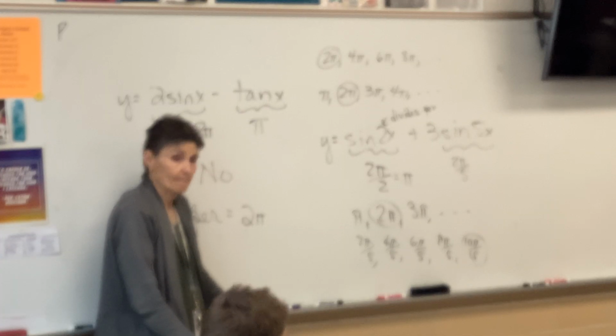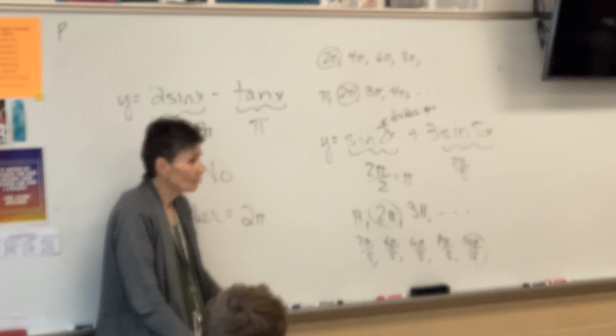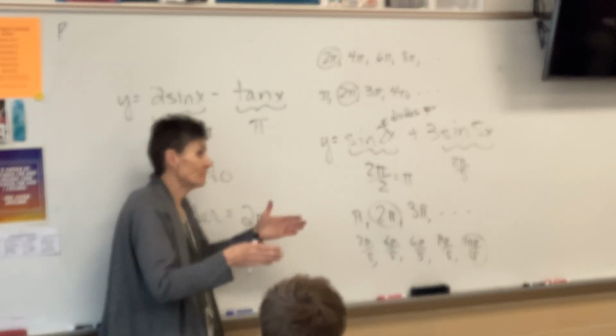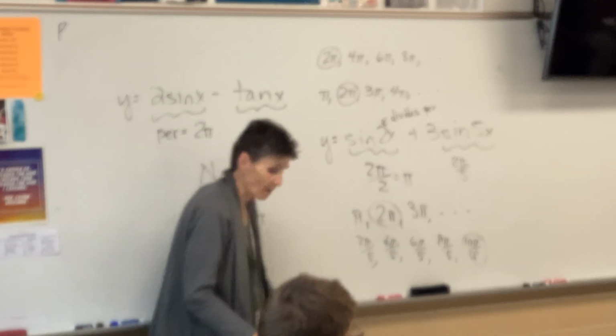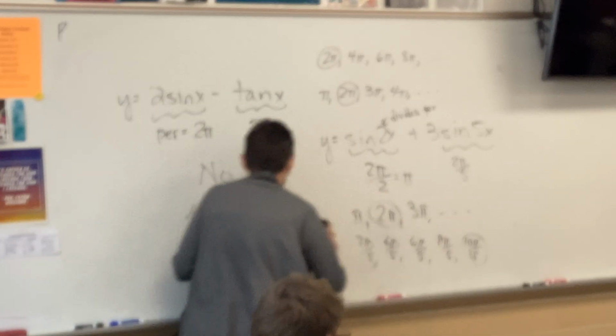What? Oh, it's 5 and 5. What? I don't know, it's just when you graph this, it's asymptote to asymptote. All right, let's try the next one.